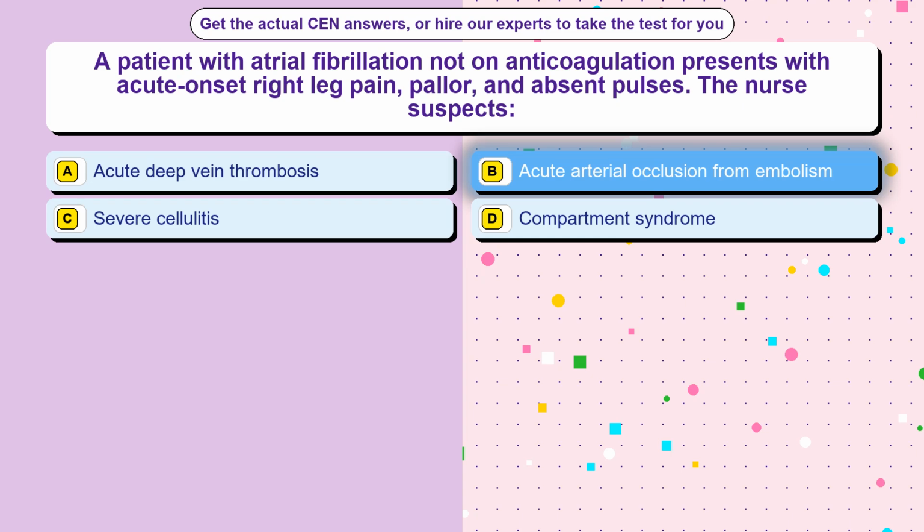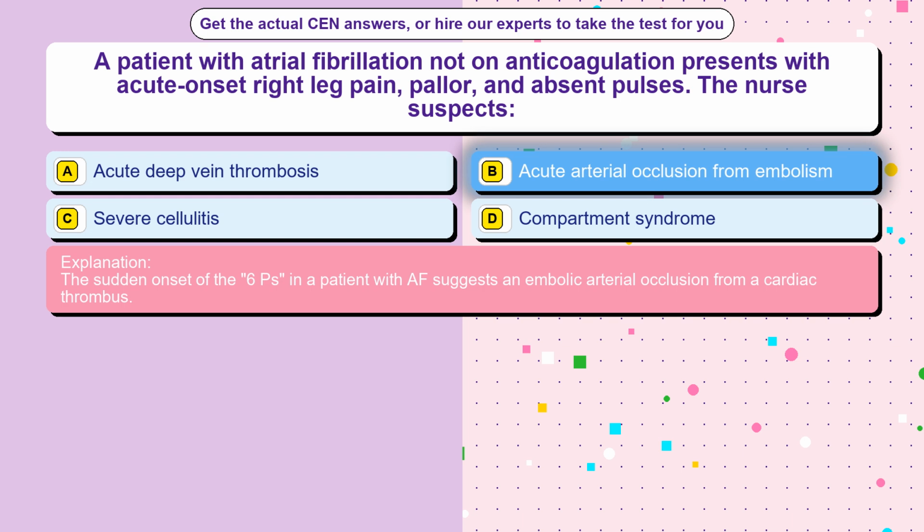The correct answer is option B. Acute arterial occlusion from embolism. The sudden onset of the 6 Ps in a patient with AF suggests an embolic arterial occlusion from a cardiac thrombus.